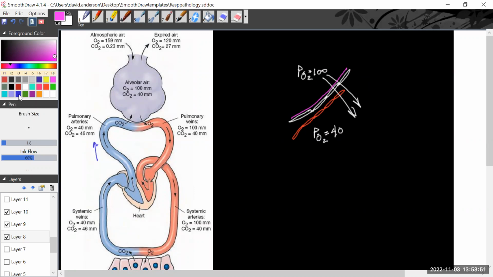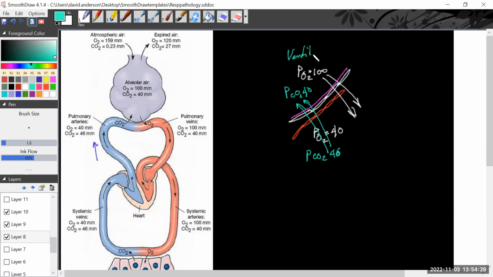And the same is true if we look at the partial pressure for CO2. We said it was 46, and if we copy the one from the diagram we're looking at, it's a 40. So again, we have a partial pressure gradient that favors moving in that direction. This was our alveolus, so the CO2 is going to be breathed out, and the oxygen was delivered to the circulatory system.